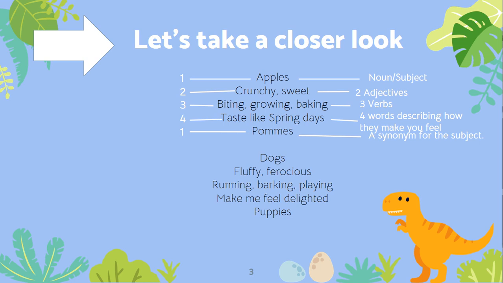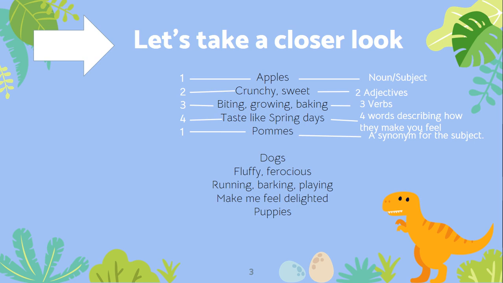Okay, so we have our 1 word for our noun, or subject of the poem. Then line 2 is 2 adjectives. Then 3 is 3 verbs. 4 is 4 words describing how your subject makes you feel. And then this is where we put in our work that we did on Sunday and yesterday. Most of you finished the work on Sunday. Your synonyms.